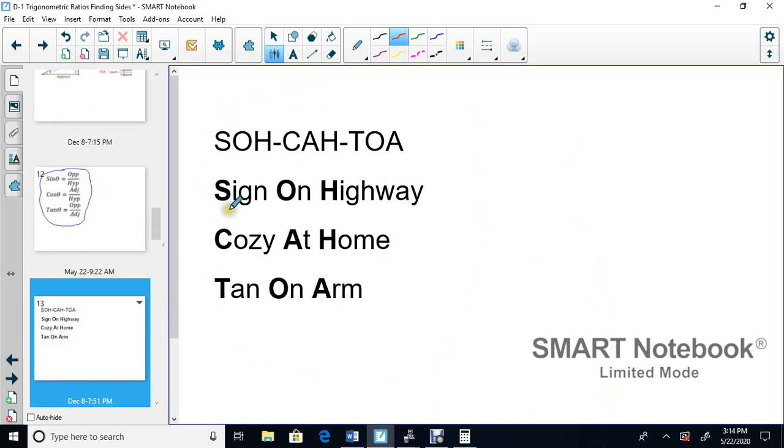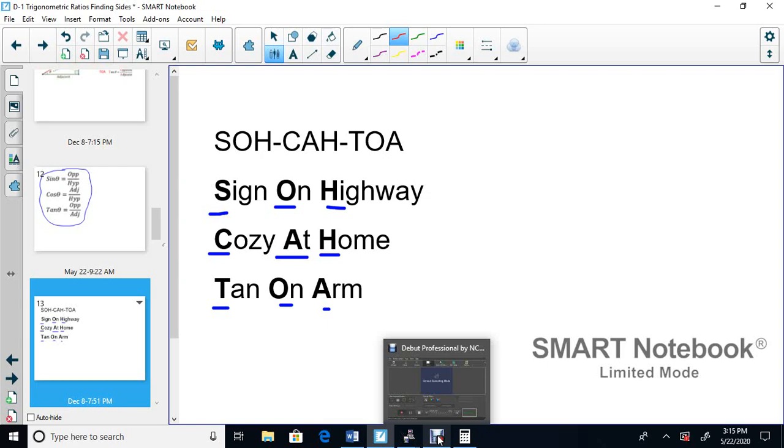And here's another way to remember it. Sine on Highway. So sine is opposite over hypotenuse. Cozy at Home, use the first letters: cos is adjacent over hypotenuse. And Tan on Arm: tan is opposite over adjacent. On the next video, we'll actually try some questions related to this.